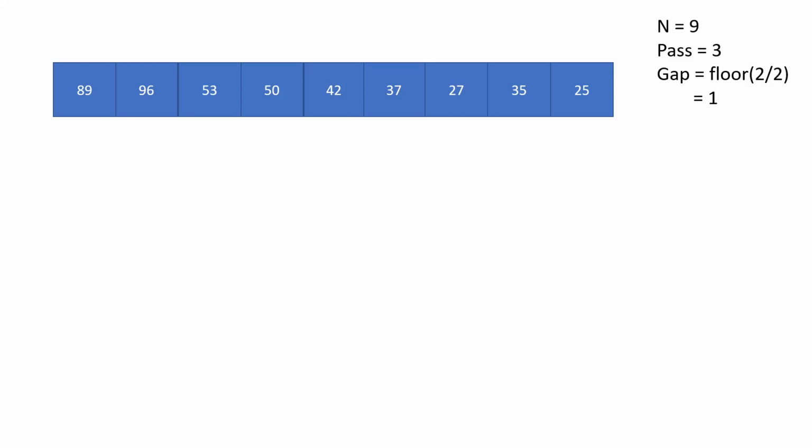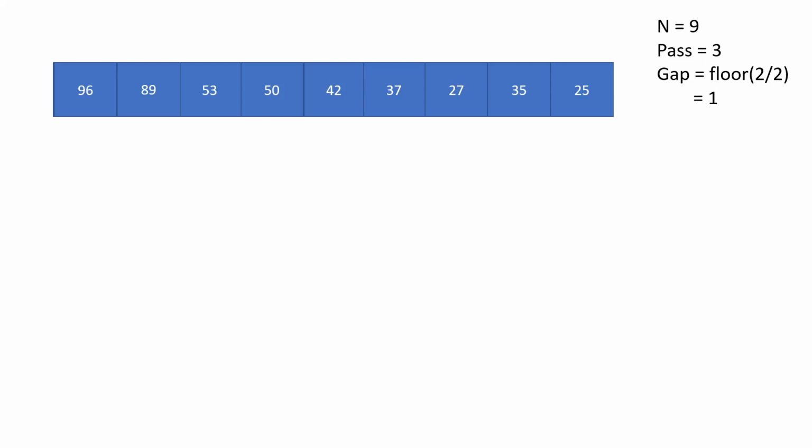When gap equals 1, we compare elements that are 1 element away from each other. So 89 and 96. Since 96 is bigger than 89, 96 and 89 will switch position. And we compare 89, which is at the second position now, with 53. 89 is bigger, nothing will change. 53 and 50, 53 is bigger, nothing will change. 50 and 42, 50 is bigger, nothing will change. 42 and 37, 42 is bigger, nothing will change. 37 and 27, 37 is bigger, so nothing will change.